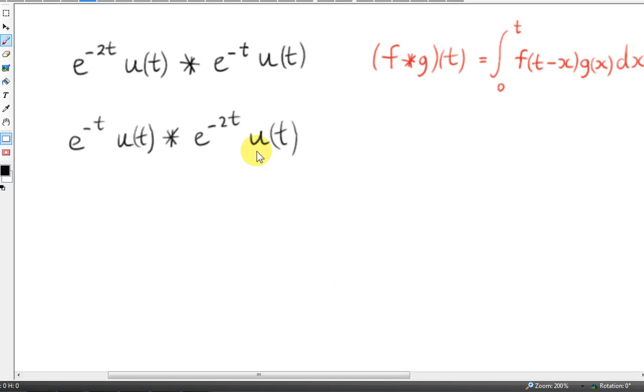Now let's do this problem here. We just turn these functions around and we should get the same answer. So in this case, f is e to the minus t. So we have to integrate from 0 to t, f at t minus x. So we replace t in this function here with t minus x. And we have to multiply it by g of x. So this function now is g.